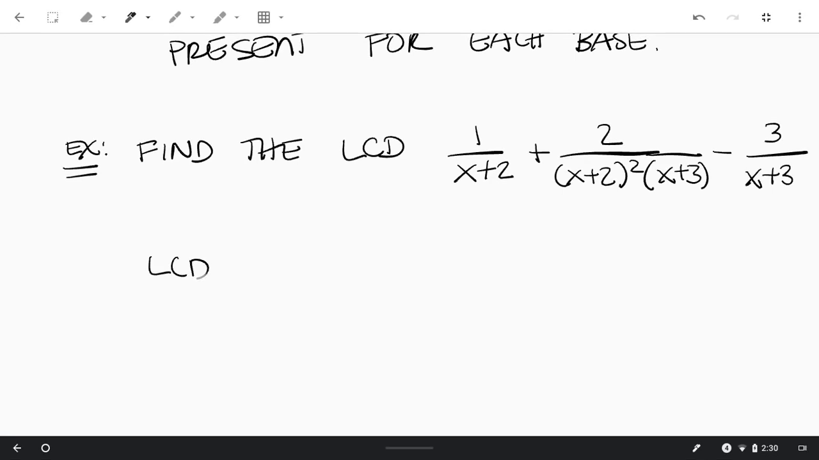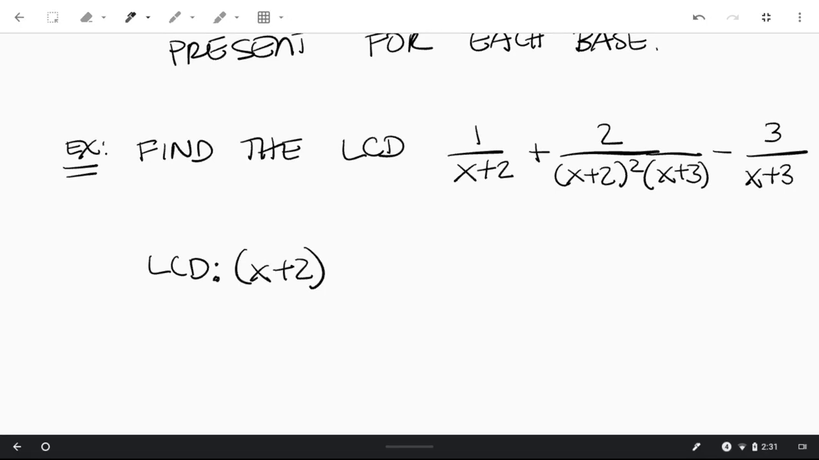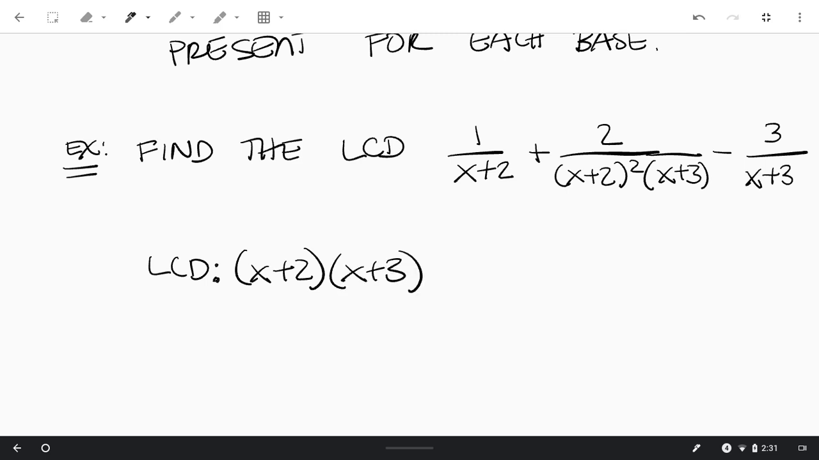Okay, so your LCD is going to be made up of all the bases present. So we see that we have an x plus 2. So we're going to need an x plus 2 in our LCD. And we also see x plus 3. So these are the bases that are present, correct? Okay, x plus 2 and x plus 3 are the bases that are present. Okay, so then those are going to be the bases in your LCD. Okay, so now that we have that, we can jump to step 3.